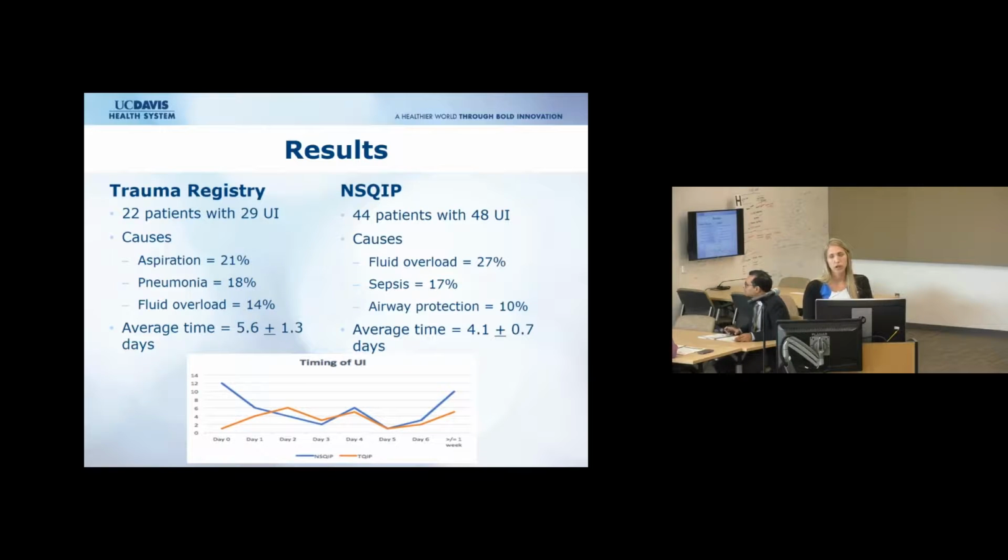Amongst NSQIP patients, we had 44 patients with 48 unplanned intubations. The most common cause was fluid overload at 27%, followed by sepsis and then airway protection. The average time was about 4 days.